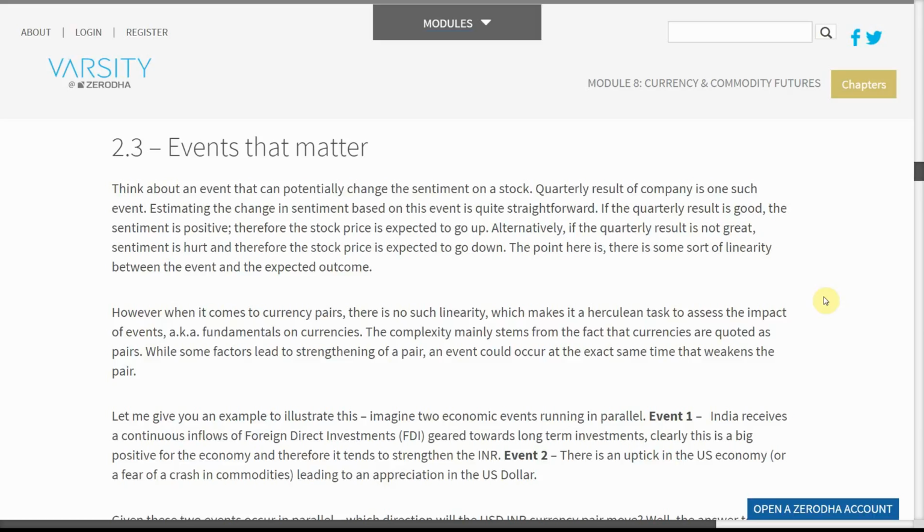Estimating the change in sentiment based on this event is quite straightforward. If the quarterly result is good, the sentiment is positive. Therefore, the stock price is expected to go up. Alternatively, if the quarterly result is not great, sentiment is hurt and therefore the stock price is expected to go down. The point here is, there is some sort of linearity between the event and the expected outcome. However, when it comes to currency pairs, there is no such linearity, which makes it a Herculean task to assess the impact of events.